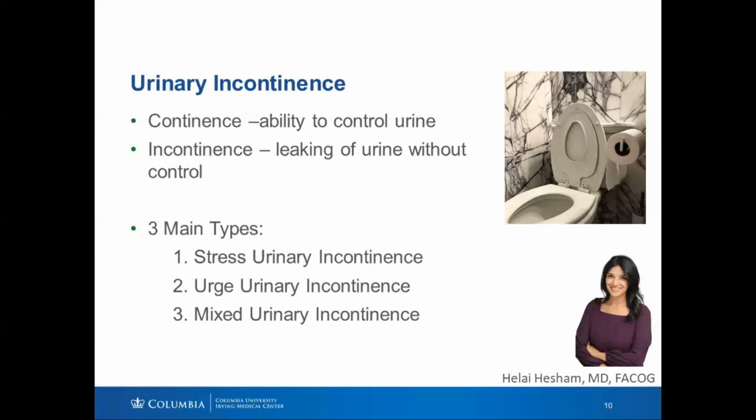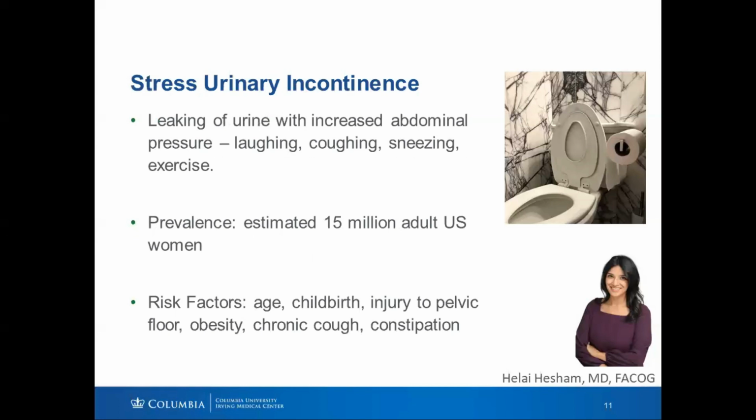There are 3 main types of urinary incontinence: stress, urge, and mixed. First, let's talk about stress urinary incontinence. This is the most common type and occurs whenever there's an increase in abdominal pressure. So women leak when they laugh, cough, sneeze, or exercise. This often occurs after childbirth as well as after menopause.